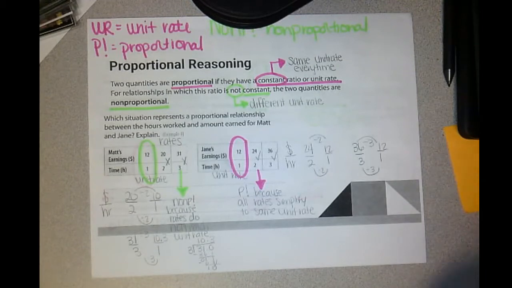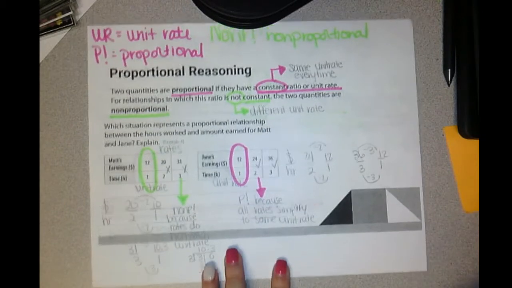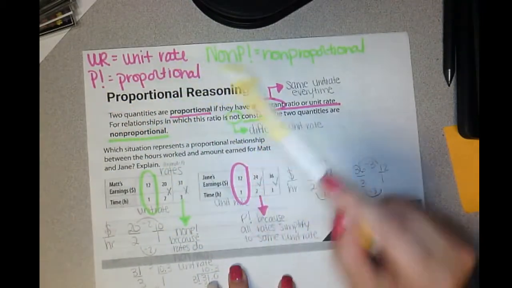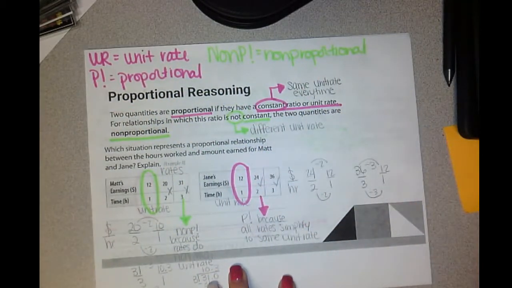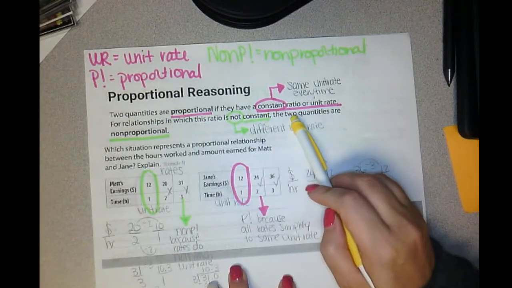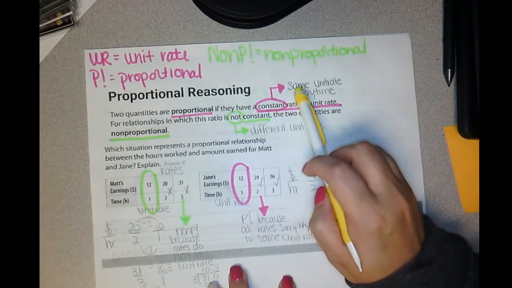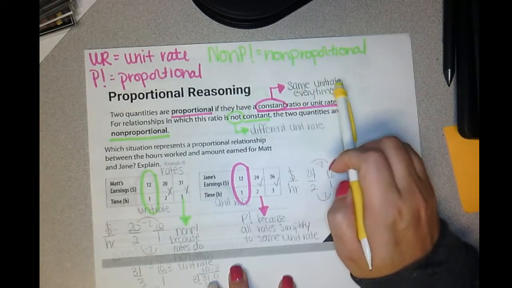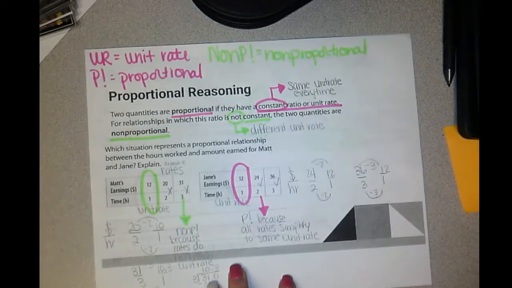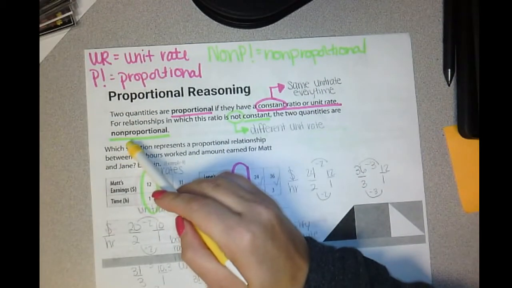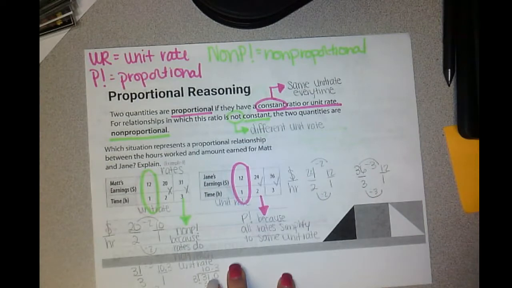So yesterday we built off of rates and unit rates, and we talked about how relationships can either be proportional or non-proportional. Remember, if they're proportional, that means that they have a constant ratio or unit rate. Remember, we said constant means that they have rates that simplify to the same unit rate every time. We also talked about non-proportional relationships, and non-proportional relationships means that they do not have a constant rate.